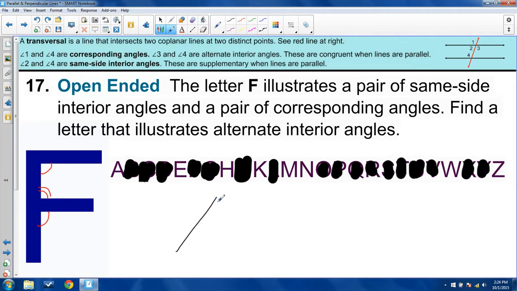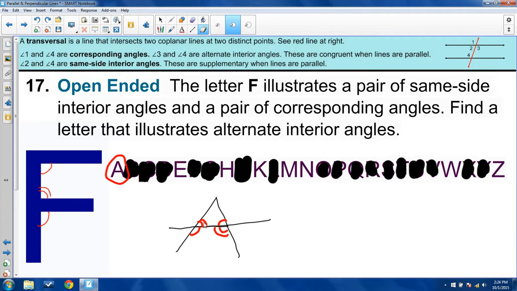Here's the thing with A. Lines do not have to be parallel for you to have alternate interior angles. So these two lines are cut by this transversal right here. Here are sets of alternate interior angles. Okay, now they're not congruent because the lines aren't parallel. Here are also sets of alternate interior angles, and they're also not congruent because the lines are not parallel. But they are alternate interior angles. So A works. That's good.